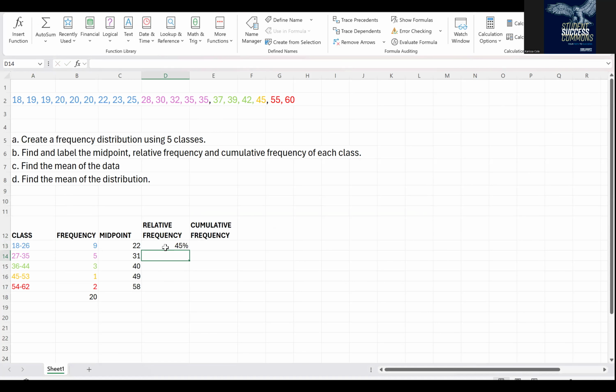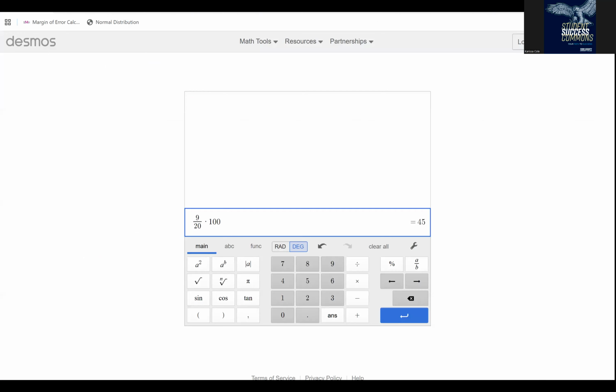But 45% of all the numbers are in this first box, which makes sense because it's got the highest number. There's quite a lot in there. So let's do the process for the other ones. This one has 5 out of the 20 total. Let's do that. 5 divided by 20, then multiply by 100. I get 25% or 0.25.